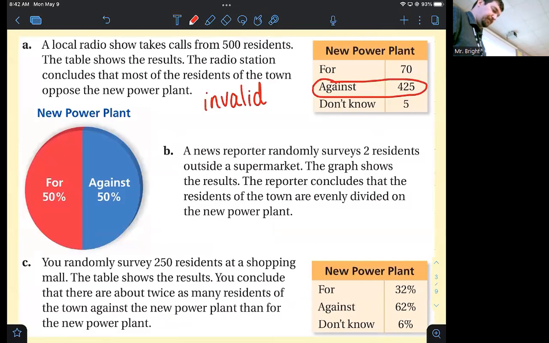Let's look at part B. A news reporter randomly surveys 2 residents outside of a supermarket. The graph shows the results. The reporter concludes that the residents of the town are evenly divided on this new power plant. Maddie, you're shaking your head. What's wrong with the way they conducted the survey?